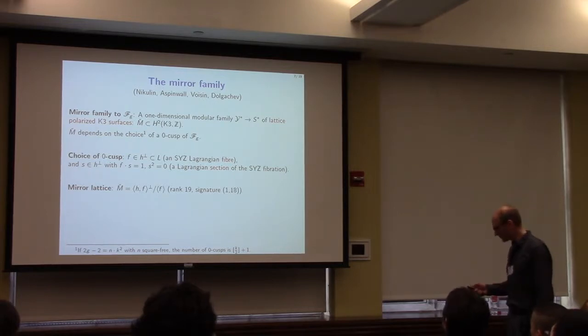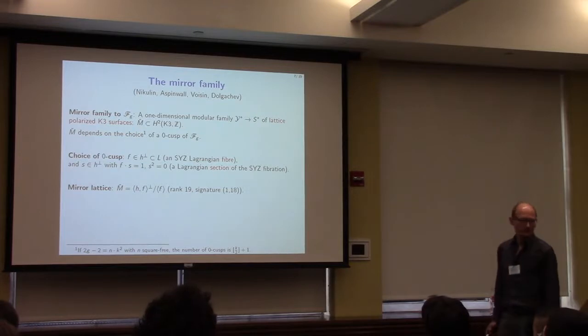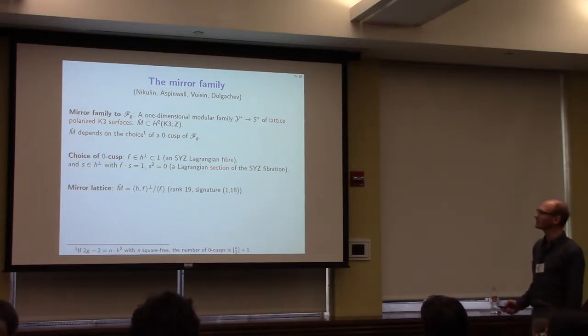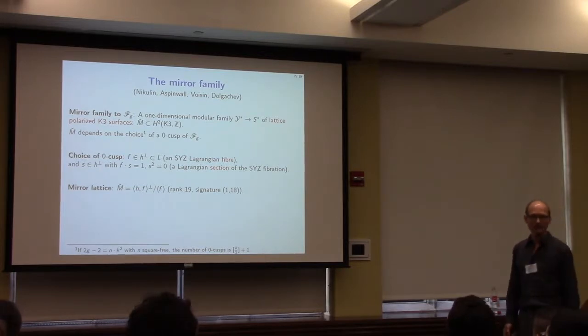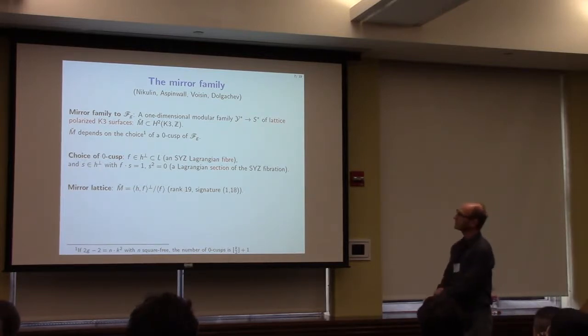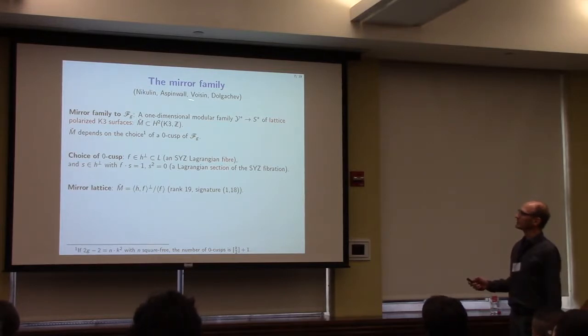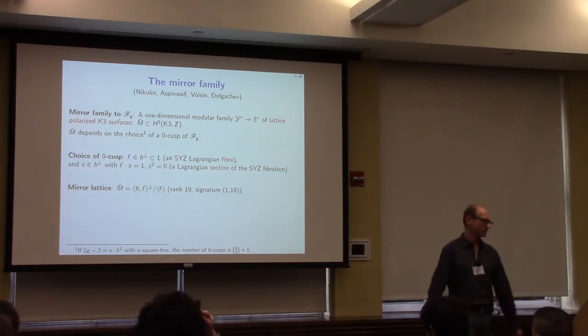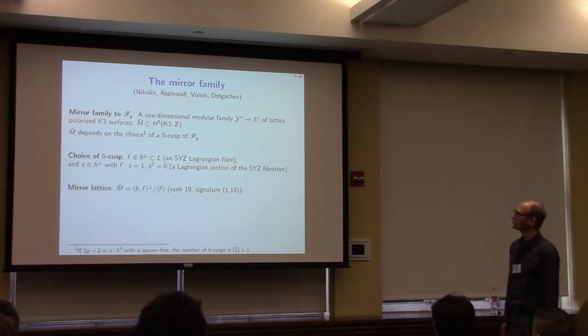Okay, so let's talk about the mirror family now. For K3 surfaces, these mirrors have been known for a long time. Actually, Nikulin, even before talking about mirrors, observed there is some duality in K3 surfaces. And then Paul Aspinwall and Claire Voisin suggested to use mirror symmetry, and wrote it up in all details, and it is now the reference to look up if you want to know about these mirror families.